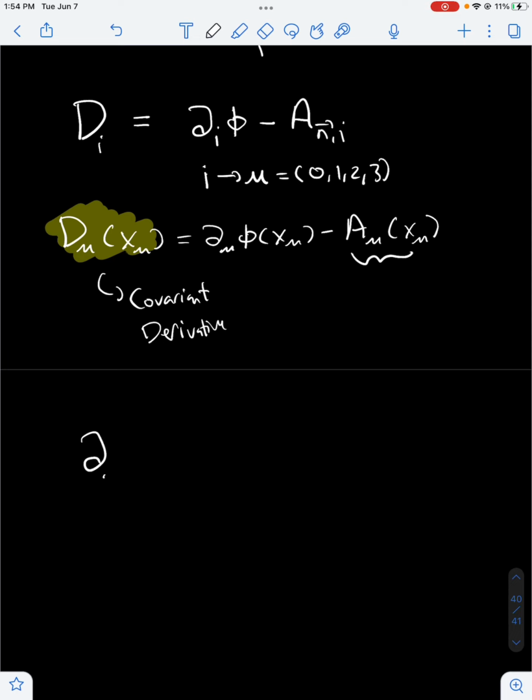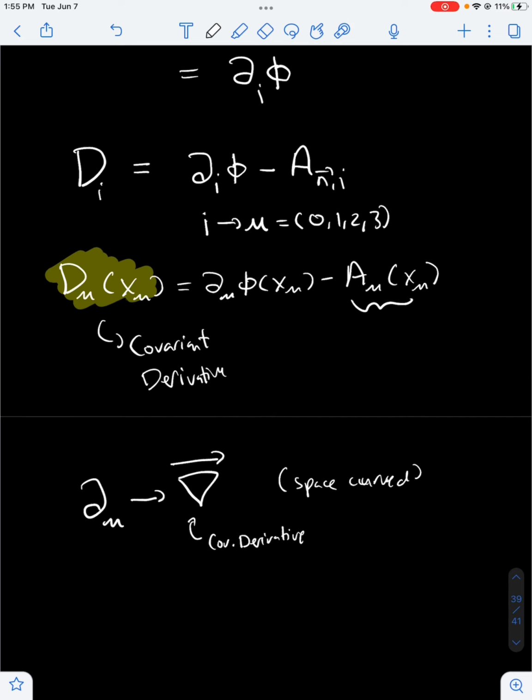So we switch from partial mu to what's called nabla, or this nabla is the covariant derivative in differential geometry if our space is curved. So here our space is curved. Since we are using the covariant derivative here, it implies that our field space, which is the space that the fields exist on, is curved.